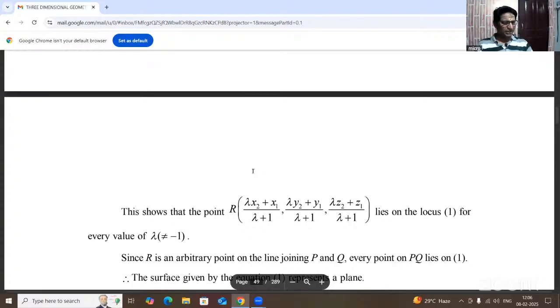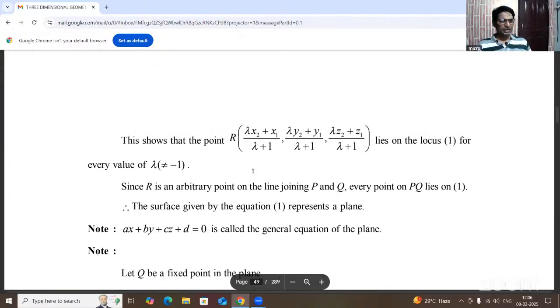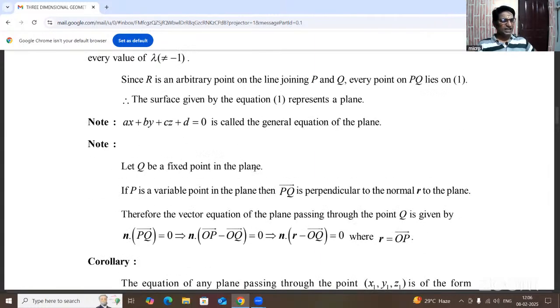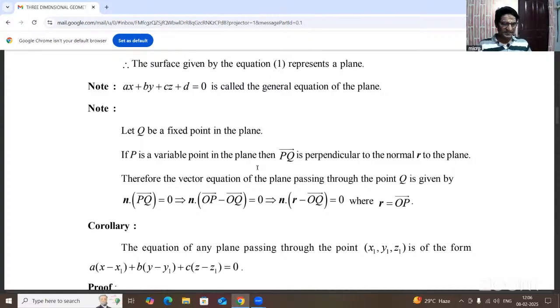But here lambda is not equal to minus 1, because if lambda equals minus 1, there is nothing to prove or to express as the general form of a plane equation. So finally, the surface given by the first equation represents a plane. So what is the general equation of a plane, students? ax plus by plus cz plus d equal to 0. That is the general equation of a plane.